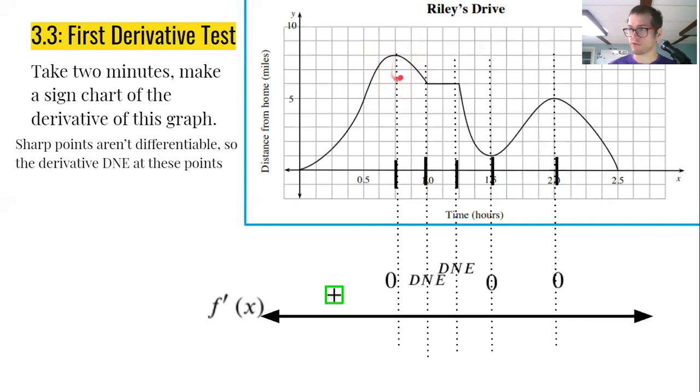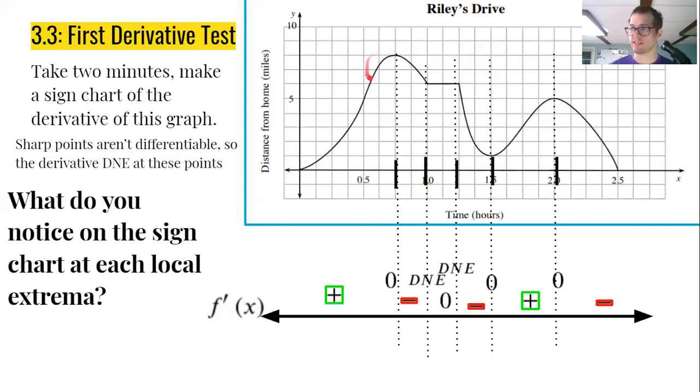This is the next interval I have to deal with. On that interval, the slope is negative. This interval, the slope is 0. This interval, the slope is negative. And this interval, the slope's positive. This interval, the slope is negative. Cool. We made a sign chart from a function, from an equation on the previous slide, and we just made a sign chart from a graph here.